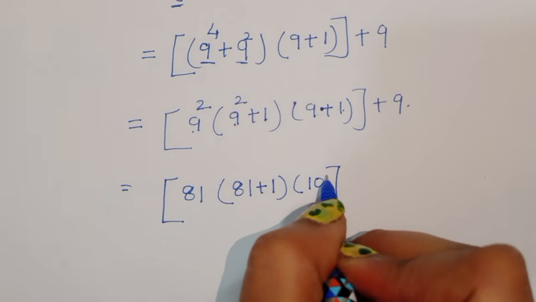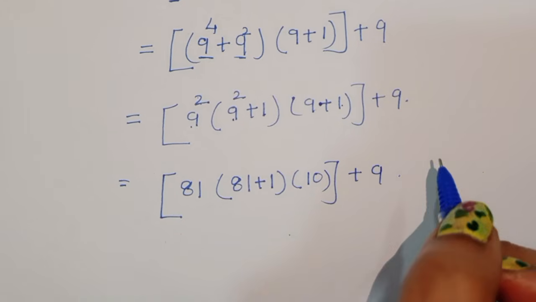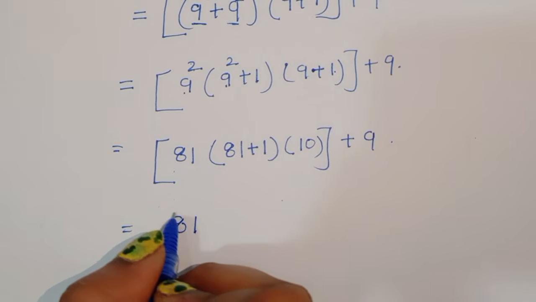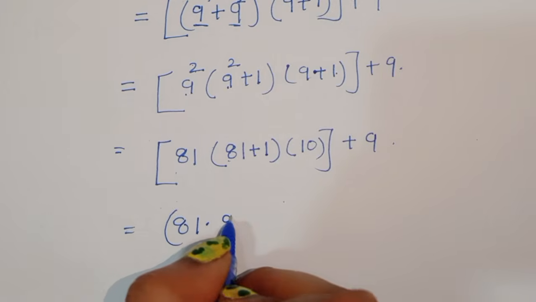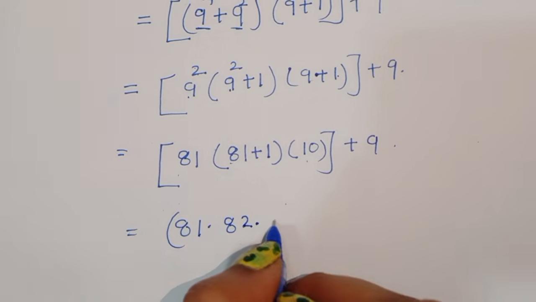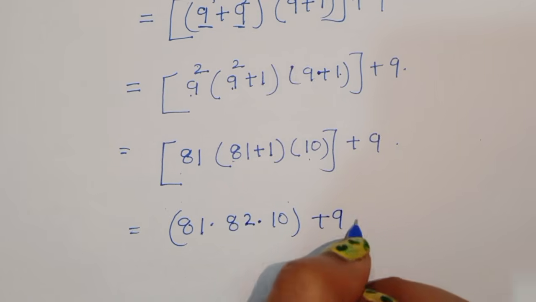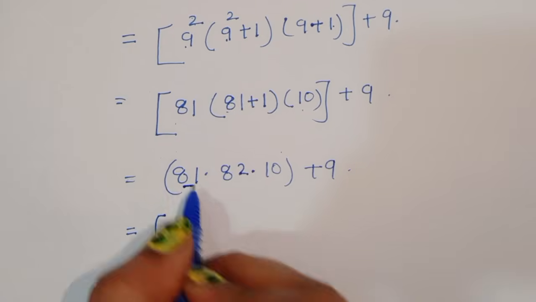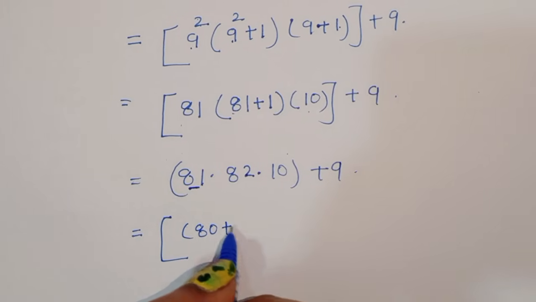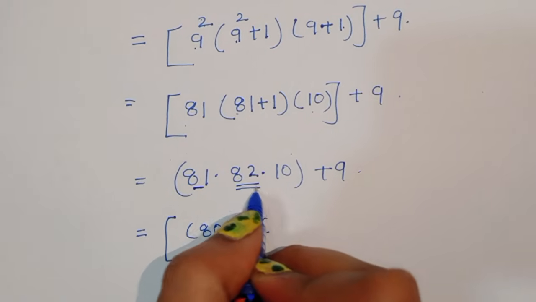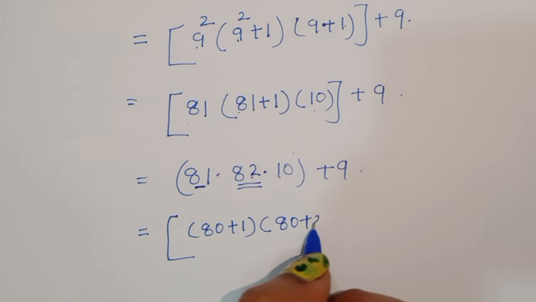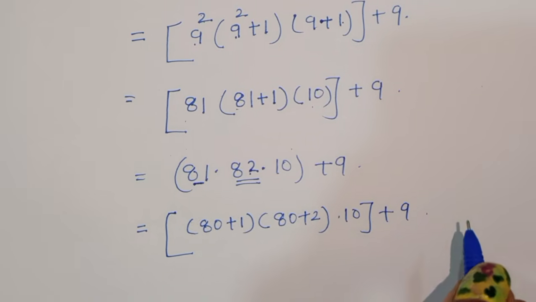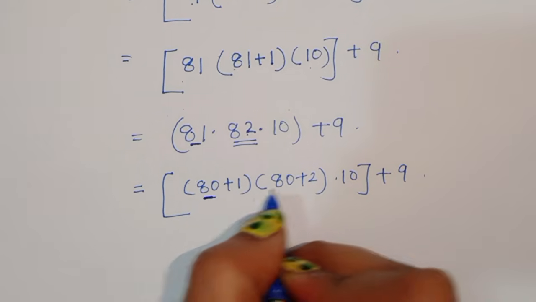Plus 9. Now equal to, we can write 81 times 81 plus 1, that is 82, times 10 plus 9. Now this 81 we can write as 80 plus 1, and this 82 we can write as 80 plus 2, times 10 plus 9.